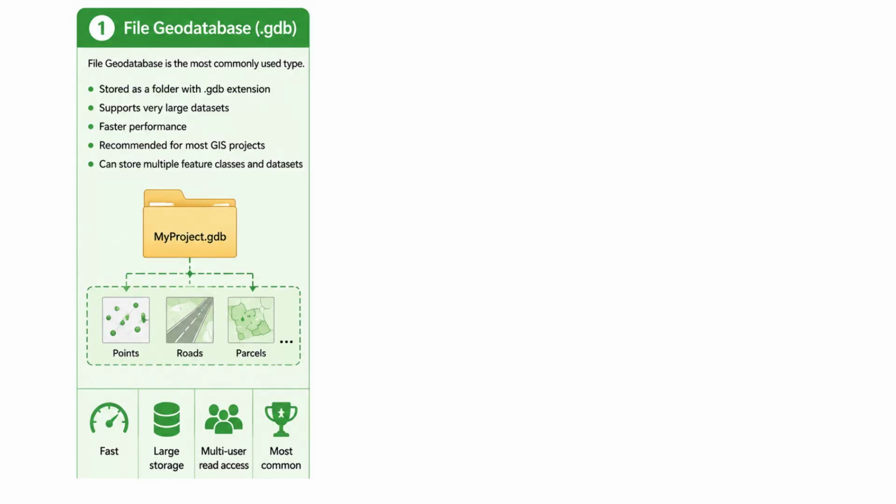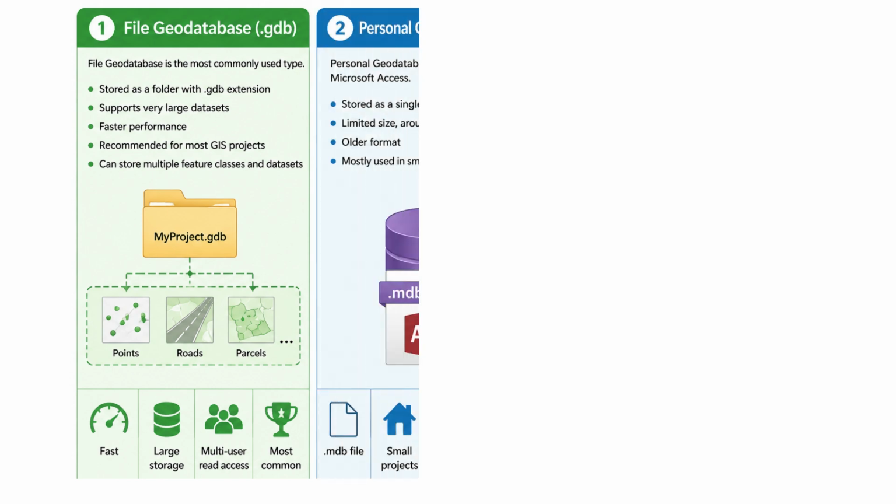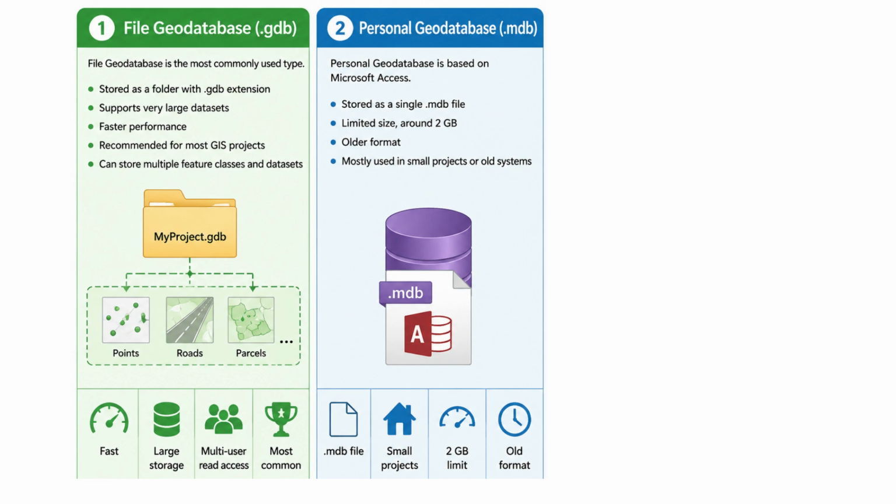So there are three major types of geodatabases in ArcMap. First one, and the most commonly used and recommended one, is the File Geodatabase. It's stored as a folder with the extension .gdb, supports very large datasets, is faster in performance, and can store multiple feature classes and datasets.